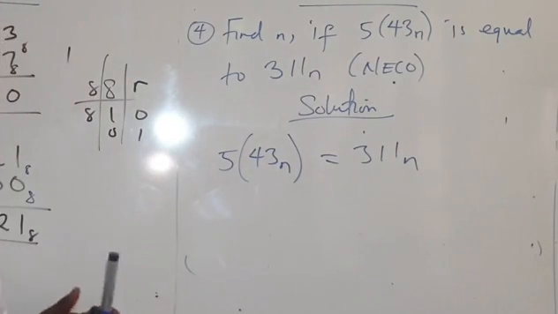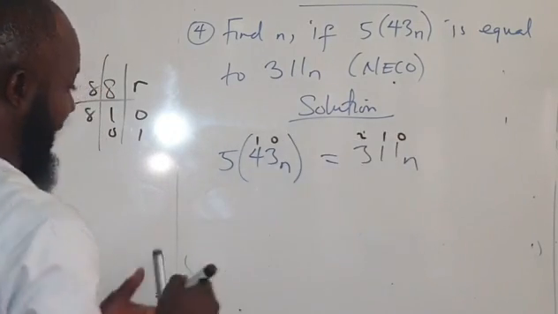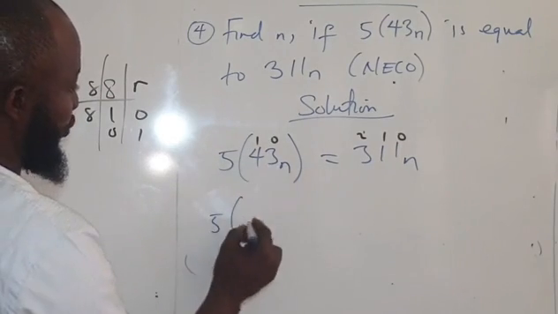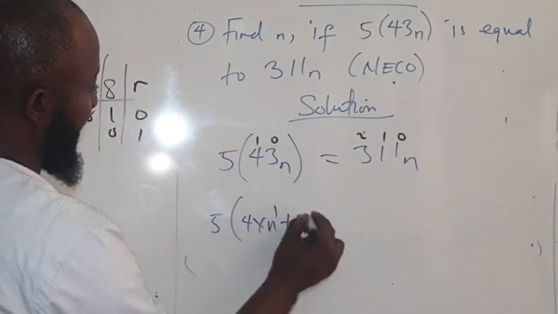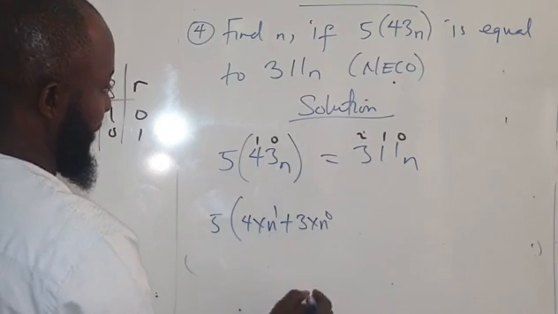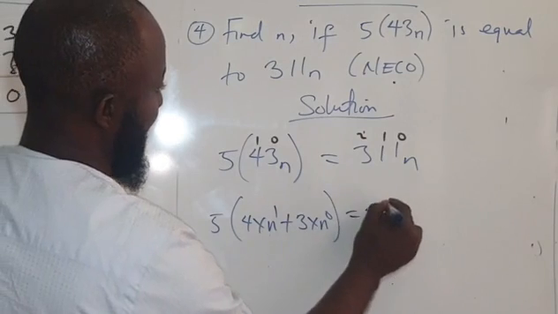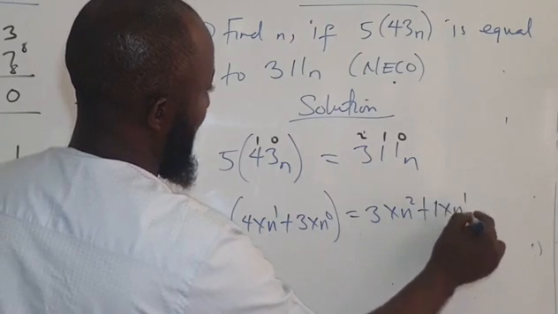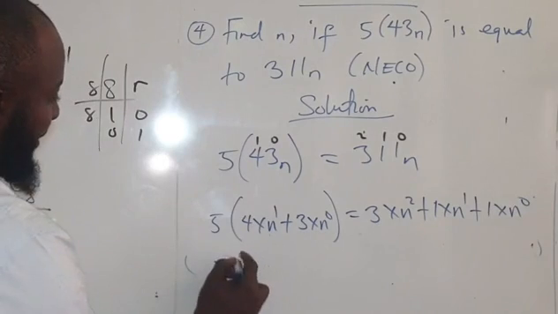Converting it to base 10, this will be 0, 1, 0, 1, 2, right? So this will give us, let's add the 5 outside. This will be what? 4 times n raised by 1 plus 3 times n raised by 0. Good. So we close it. This will give us 3 times n raised by 2 plus 1 times n raised by 1 plus 1 times n raised by 0. So that we have this.